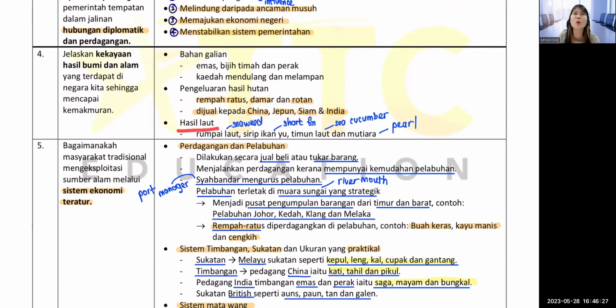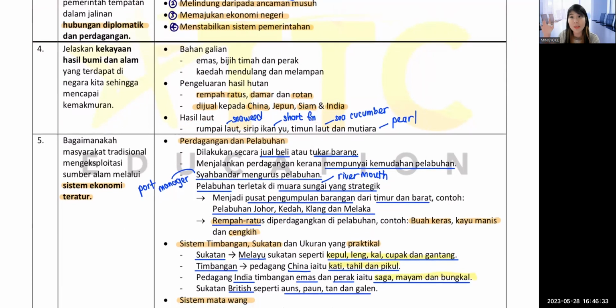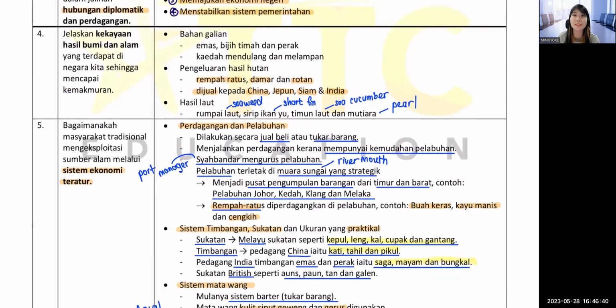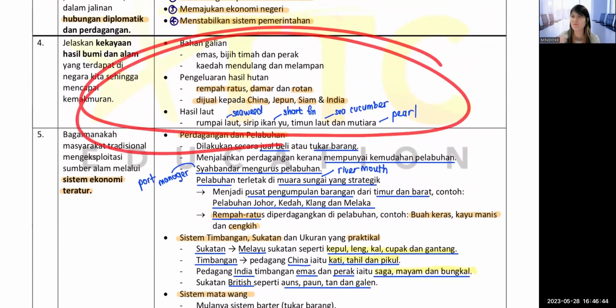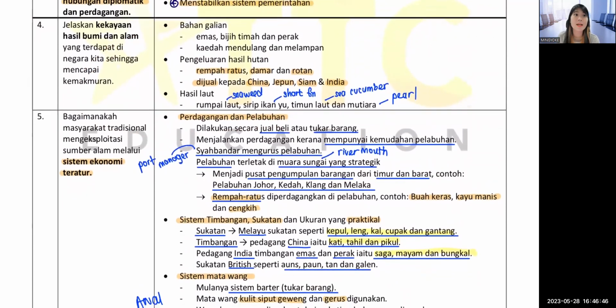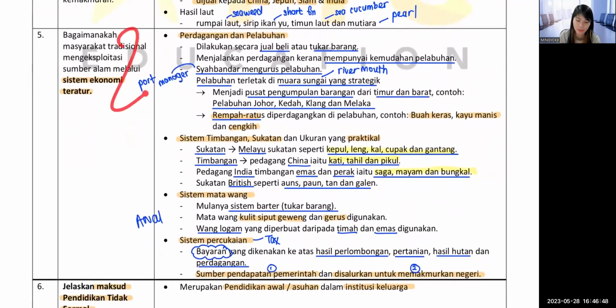Then hasil laut, you all know lah, rumpai laut is seaweed, sirip ikan hiu is shark fin, timun laut is sea cucumber, you know, that one. And then mutiara is the pearl, you know, white color pearl. All right, can, very simple only this one, objective lah. Okay, then what happened about this one?